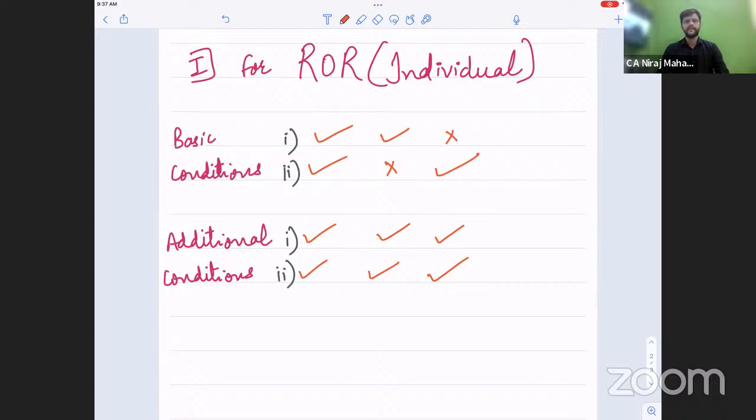Good. We are ready for ROR. Understood or no? This is the combination of becoming ROR. Is that understood? Done?